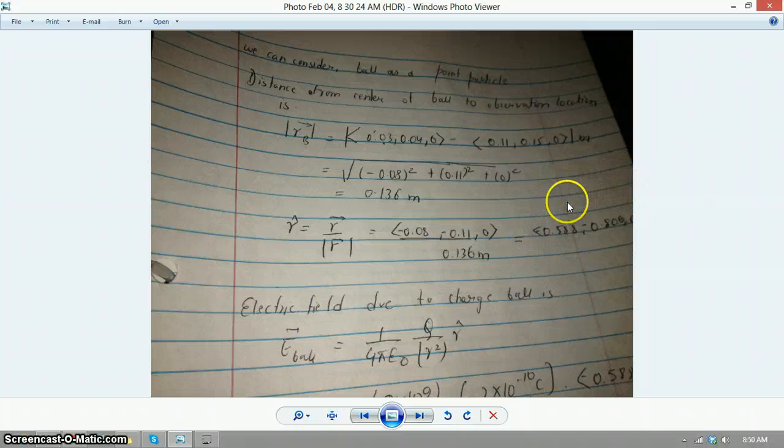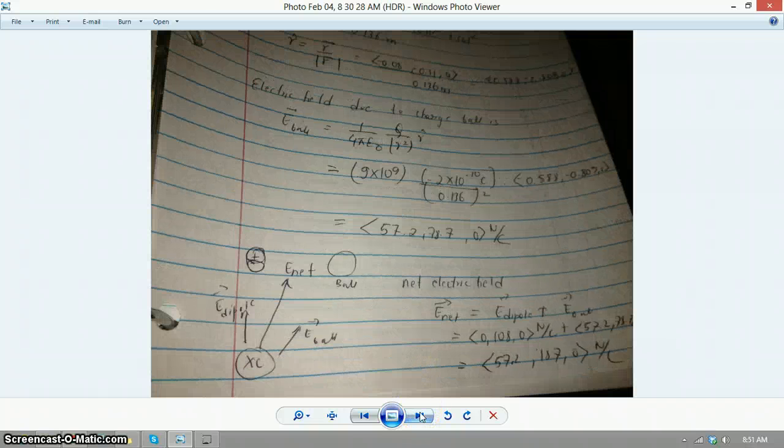Now calculating the unit vector, which is given by the direction divided by the magnitude, we get this value. The electric field due to the charged ball can be represented by the point particle formula, E equals 1 upon 4 pi epsilon naught times Q times the unit direction upon the magnitude squared, and putting in the values, we get this much. And as I said earlier, the net electric field is E net equals E dipole plus E ball, and putting in the values, we get this much.